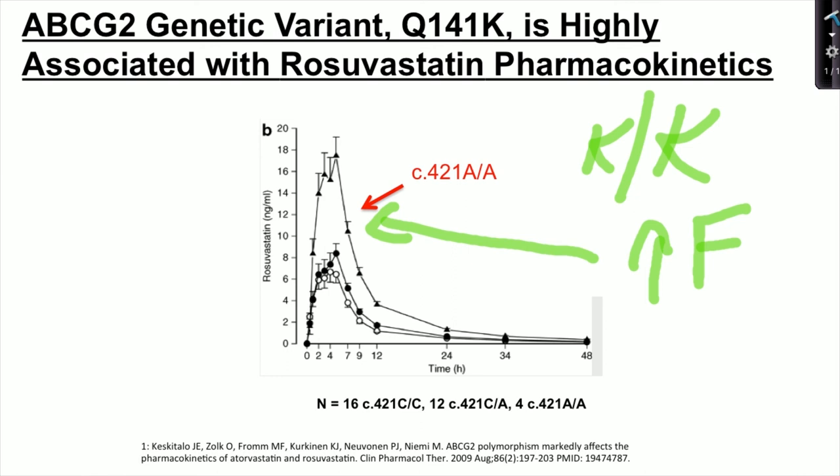And those of you who are familiar with FDA labeling know that rosuvastatin is labeled to give a lower dose of this particular statin to Asians. And it's probably, although that still is controversial, because Asians have a higher allele frequency of this particular variant. So the Asians that have this variant will have higher concentrations of rosuvastatin, so you may want to give them a lower dose.